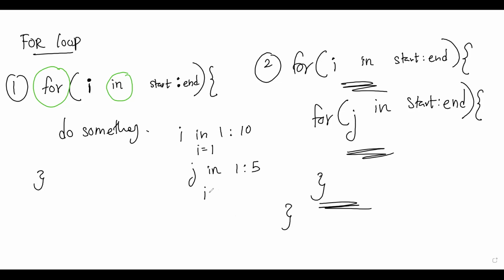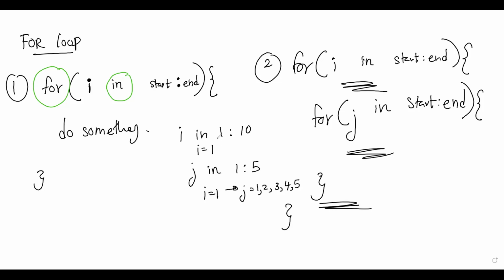When I is equal to 1, J takes values 1 to 5. If you don't understand, it's okay. I'm just telling you the mechanism of this. When I is equal to 1, it goes here, and J can take values from 1 to 5. That means iterations, they are iterative.